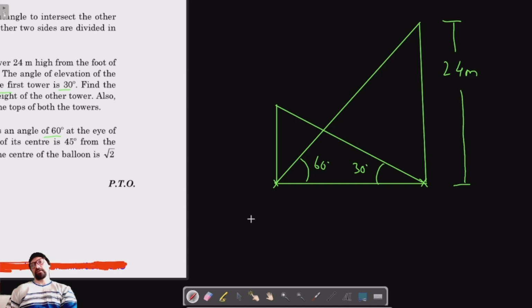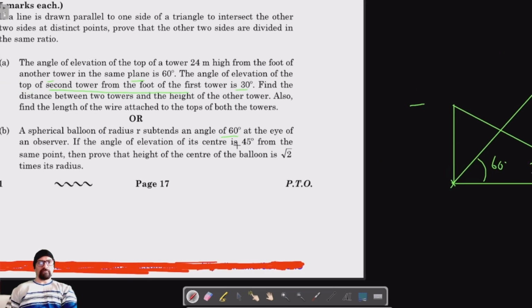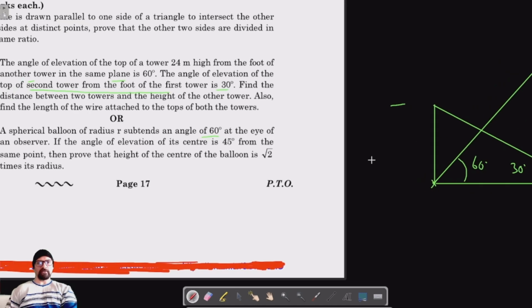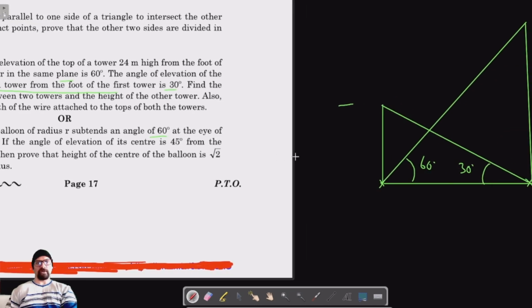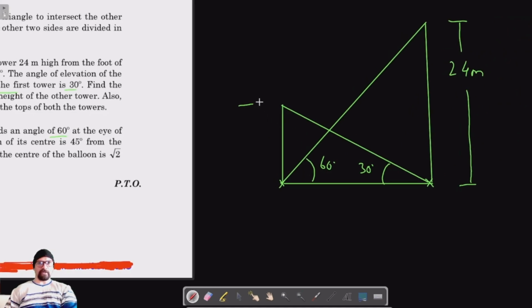It's 30 degrees. And we don't know the height of this tower. So we have to find the distance between the two towers and the height of the other tower, and also find the length of the wire attached to the top of the two towers. So let's find them one by one.